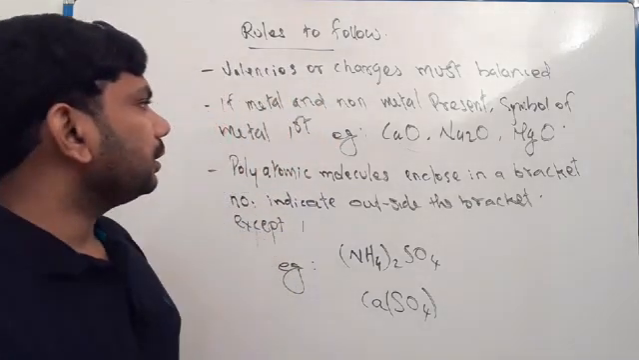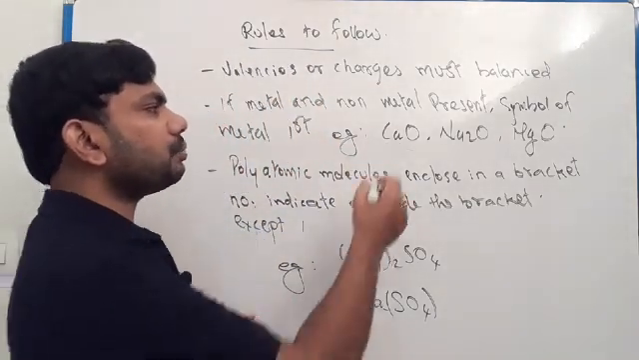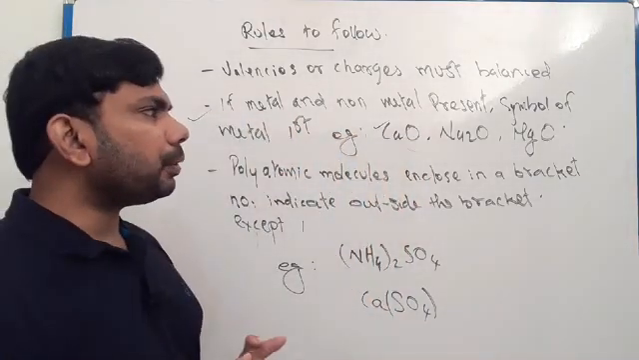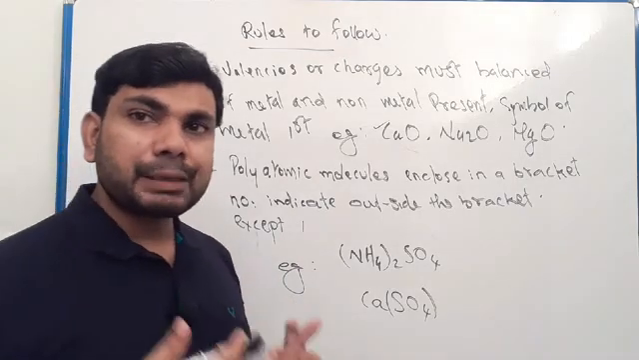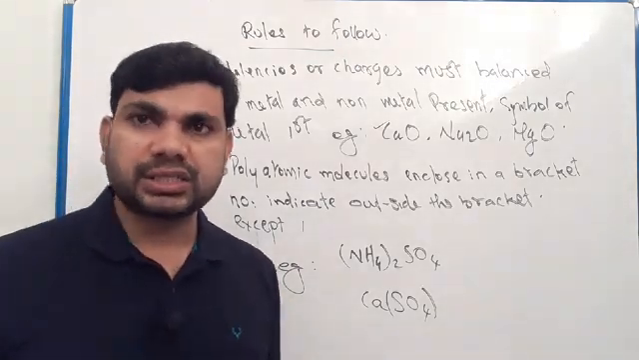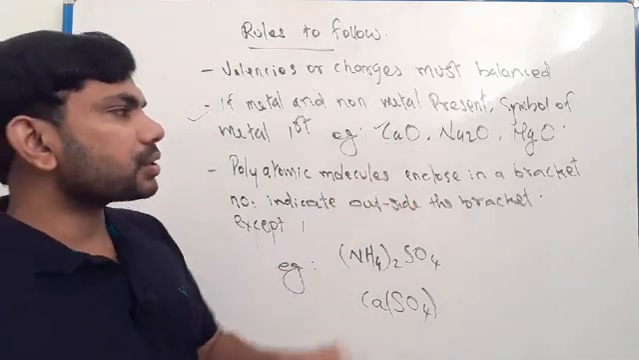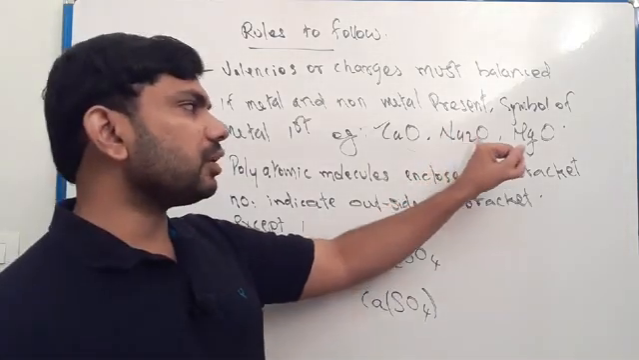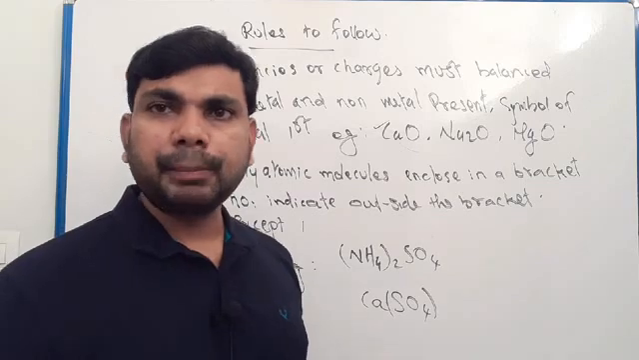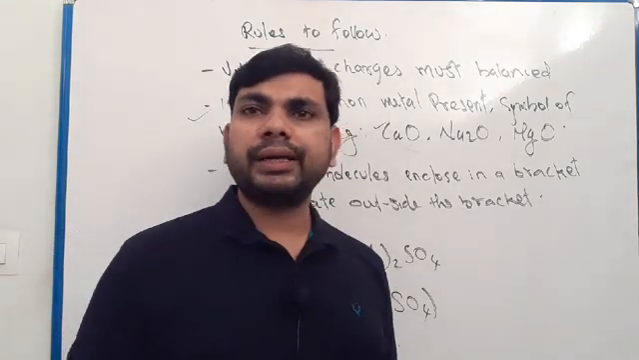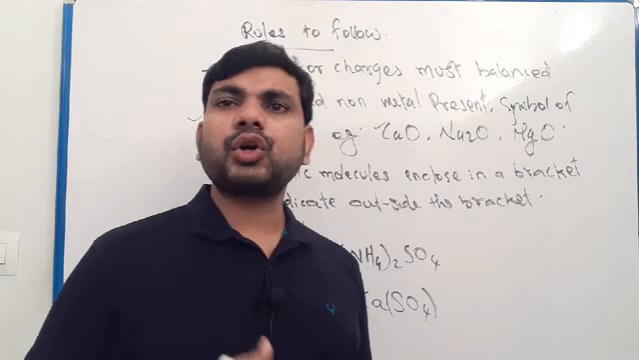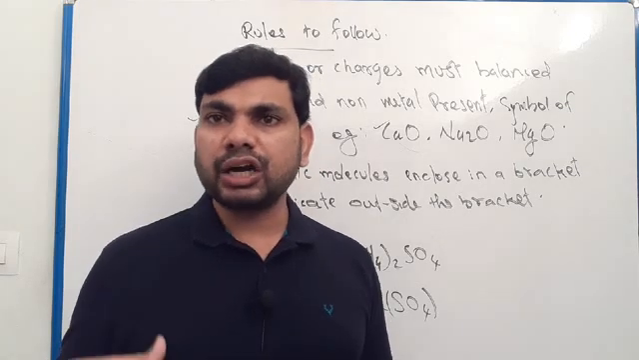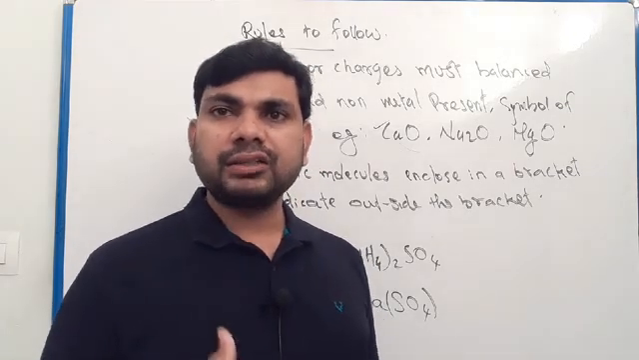For example, look here, calcium oxide. Calcium is a metal. We are talking about this point. If the compound contains a metal and a non-metal, the symbol of the metal is written first. Example here, calcium oxide, calcium first, then oxygen. Sodium oxide, sodium first, then oxygen. Magnesium oxide, magnesium first. Similarly, sodium chloride, NaCl. Magnesium chloride, magnesium then chlorine.